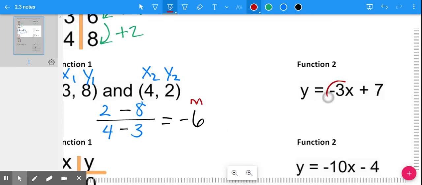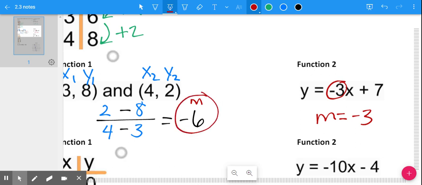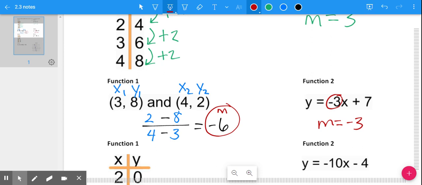For function 2, our slope is negative 3. Now, the steepness of the line is determined by the number. The direction is determined by positive or negative. So it doesn't matter if it's positive or negative. It's all dependent on the number. So 6 is a bigger number than 3, so function 1 has the greater rate of change.